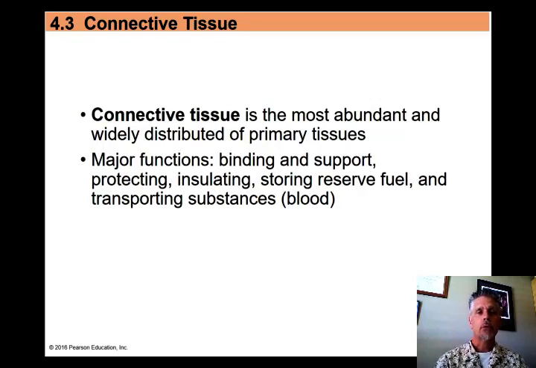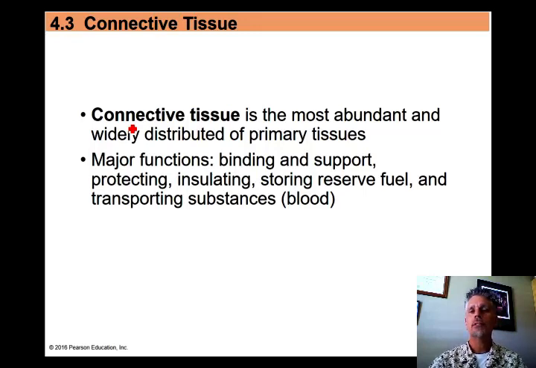Okay, so 3 additional types of tissue to go: connective, muscle, and nervous. So connective tissue we find all over the place. We even saw connective tissue underlying our epithelial tissues. So we can find it associated with other tissues, holding other tissues together. So binding and support, protecting, insulating. So we'll talk about that.